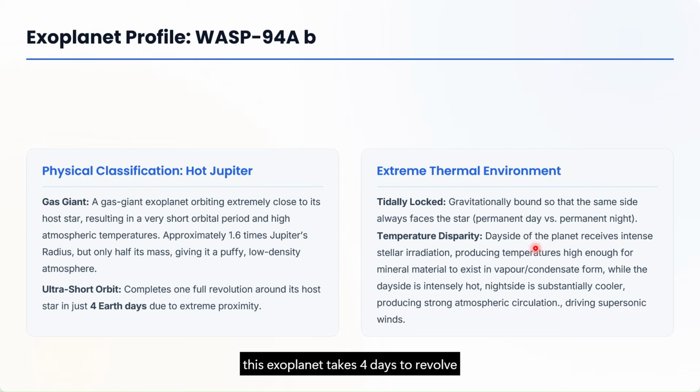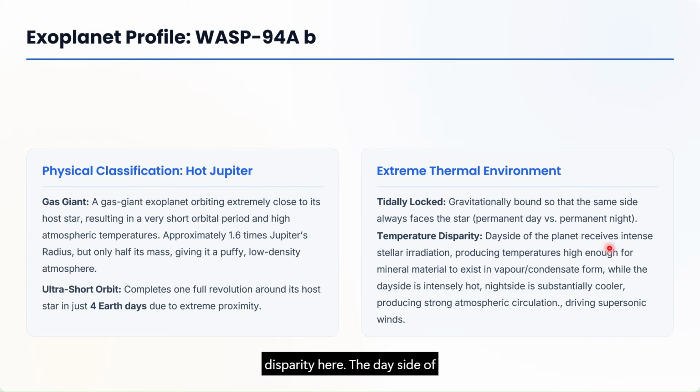We saw this exoplanet takes 4 days to revolve around its host, right? And the rotation and orbital period are synchronized, which means rotation also takes 4 days for WASP 94AB. Since there is a permanent day side and night side, we can see a huge temperature disparity here.